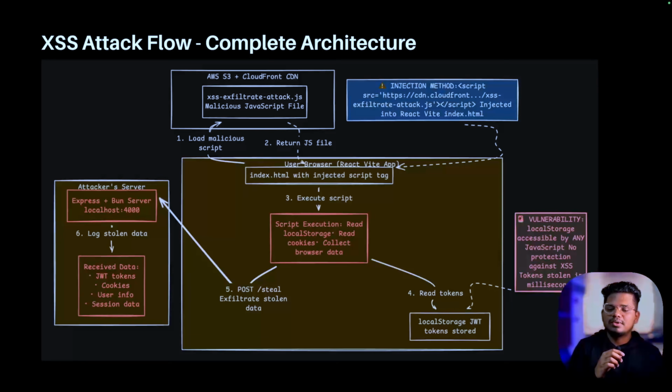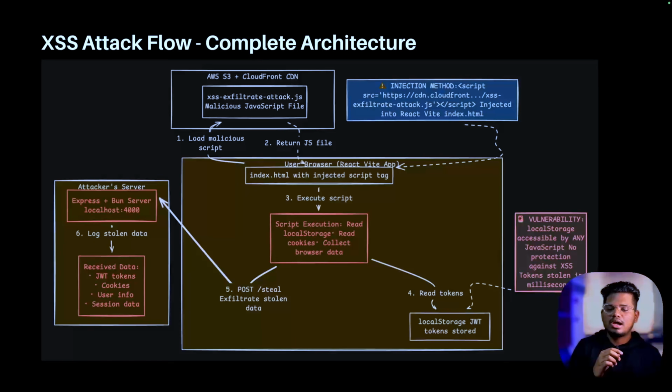The attacker's Express server, built with Bun, logs all the stolen data: JWT tokens, cookies, user information, session data, everything. And that's it. The vulnerability is clear. Local storage is accessible by any JavaScript with no protection against XSS. Tokens are stolen in milliseconds. Alright, now let's actually perform this attack live.